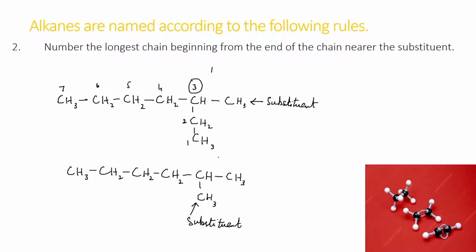So I will give it the lowest possible number. For that, I will start counting from the other end, from the right hand side. So it will be 1 2 3 4 5 6. If I had counted from the other side, the number would be like 1 2 3 4 5 6. So instead of taking 5, I will select the lowest number, which is 2 in this case.